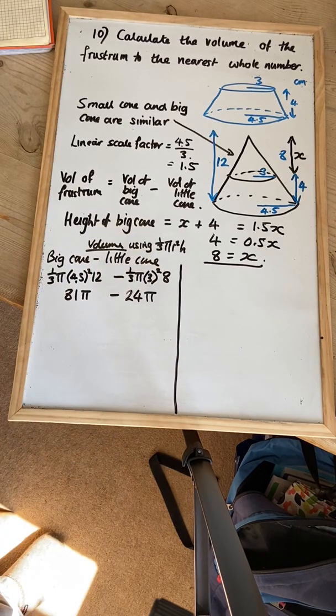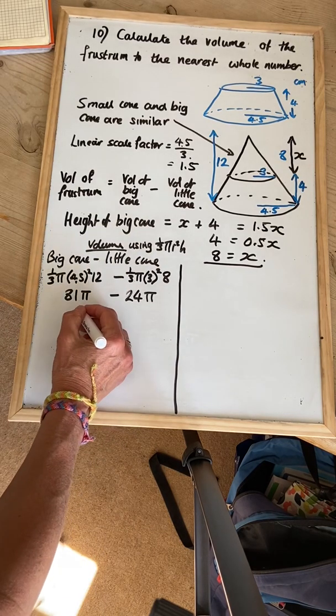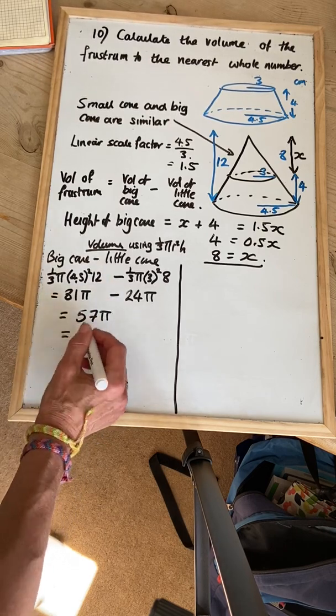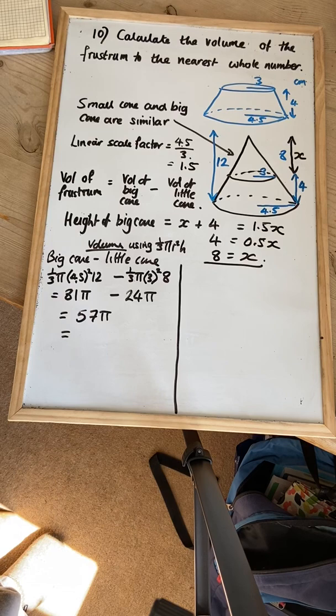81 minus 24. You can hear me typing. I don't quite trust myself on my calculator or on anything really at the moment. Lockdown isn't doing a lot for my mathematical skills.